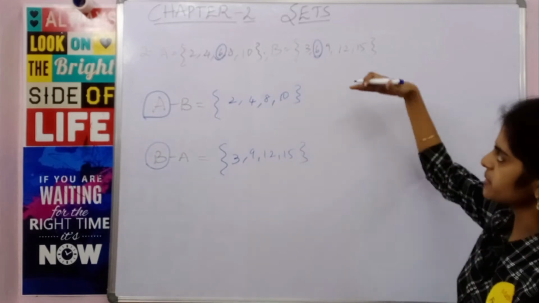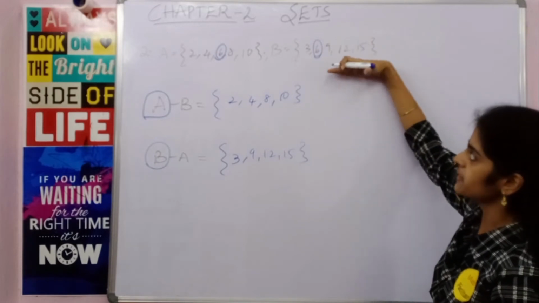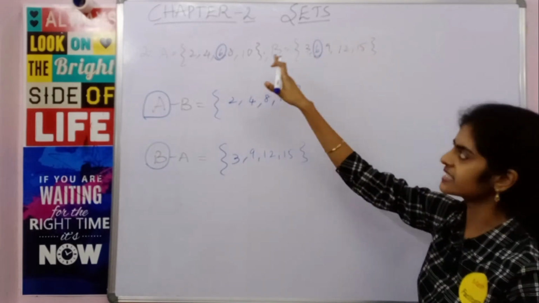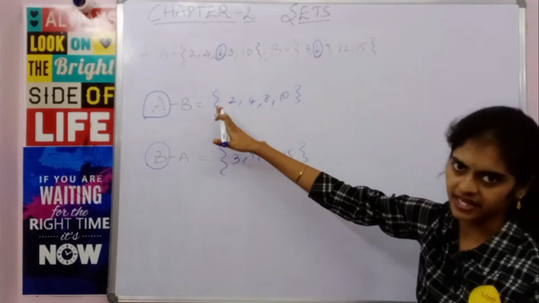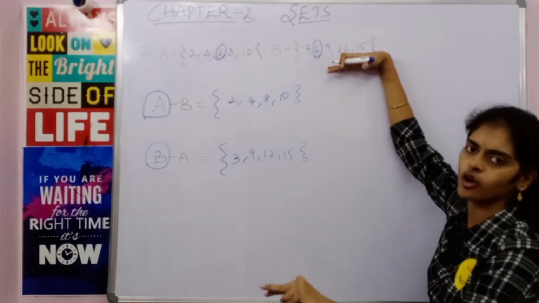So in B minus A you will take the set B and you will subtract the common elements of A and B. So 6 is common for A and B, so you will subtract. Since it is B minus A you will consider set B and remove the common elements of A and B.